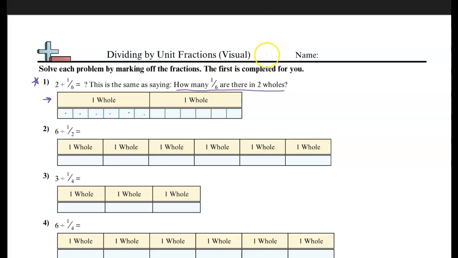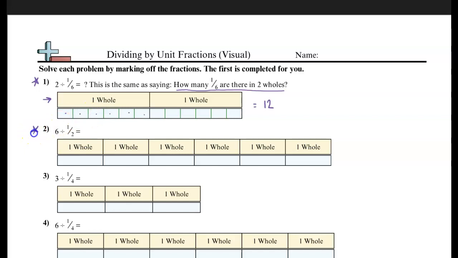So, all we need to do to finish this off is find out, by counting, how many 1/6 are there in 2 wholes. Well, there's 6 from the first one, 6 more from the second one, so that's a total of 12. So our answer is 12. 2 divided by 1/6 is 12, meaning we can fit the fraction 1/6 into 2 wholes 12 times. So we'll repeat this for the following problems where you have to draw the partitions yourself.